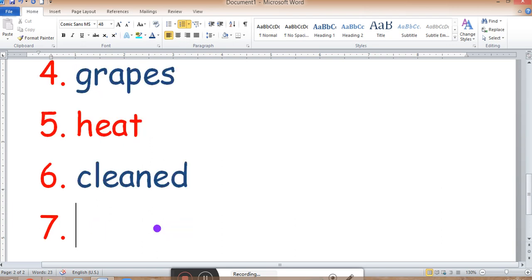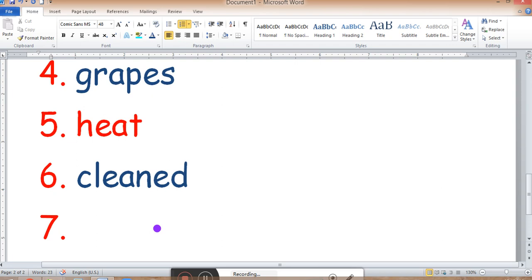Next one. Did you ever do this? We collect the old papers that we don't need anymore, that we finish writing on, or newspapers. And we can collect some old jars and glasses and bottles. And then we take them to a special big garbage bin. And all of those are then taken to the factory to be used again.